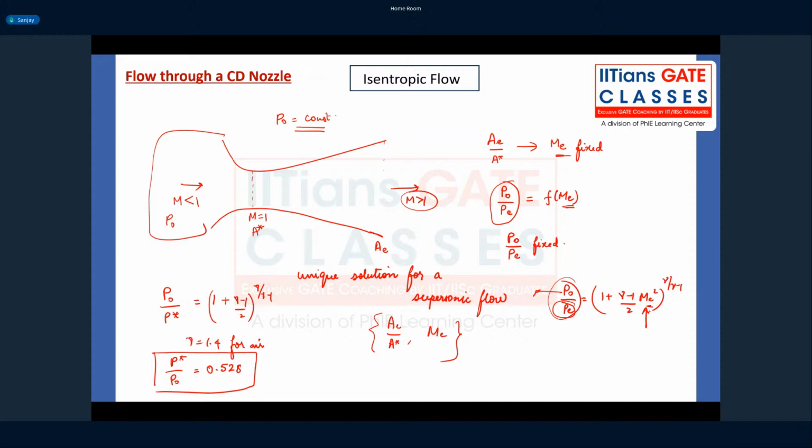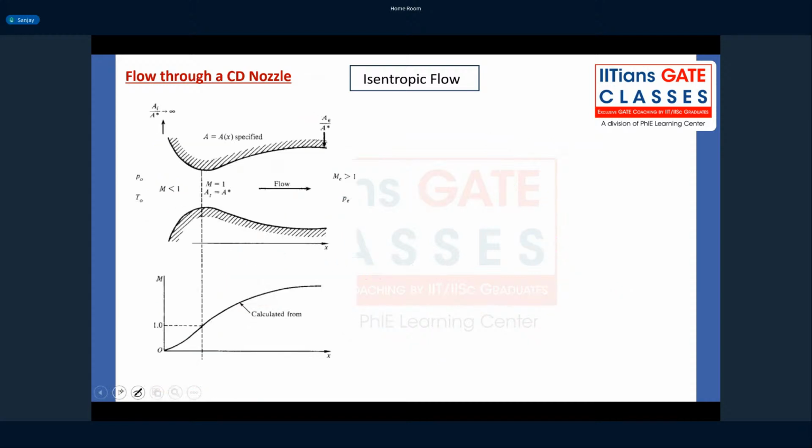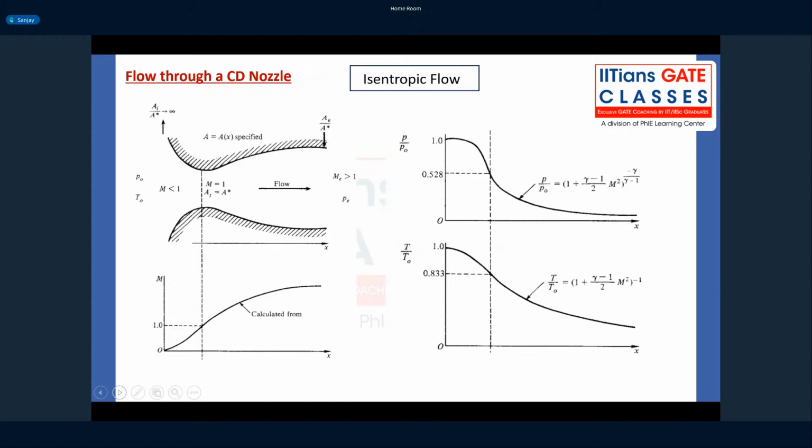Okay. So we will see all that. Not now, but later on. So yes, this is how the properties vary.